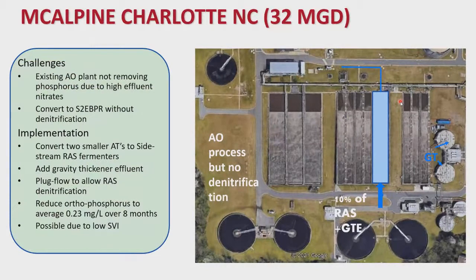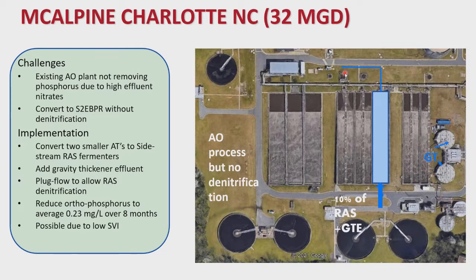And I wanted to show you this as a 32 MGD plant in North Carolina, where we did the same thing that we did at Denver, and that is we took 2 of the aeration basins out of a virtual 13 aeration basins and reversed the flow through there and have this as a sidestream fermenter, take about 10% of the RAS in there and the gravity thickener overflow, and then feed it back into the inlet to the plant. And that reduced the orthophosphorus over an 8-month period to 0.23 milligram per liter.